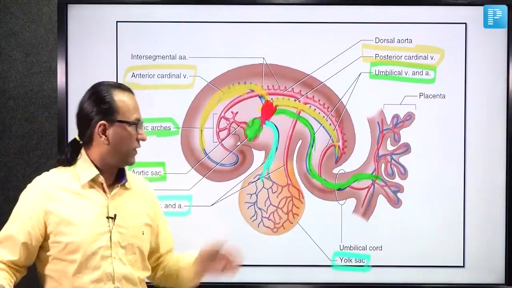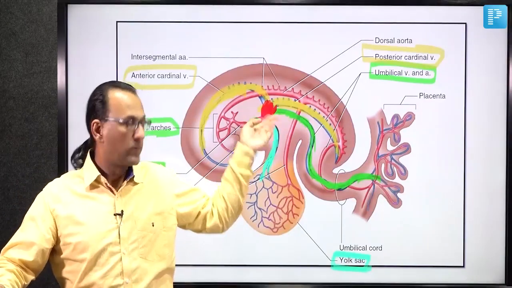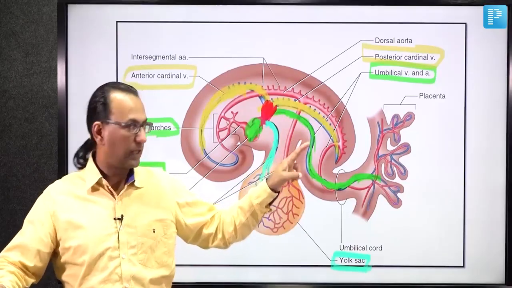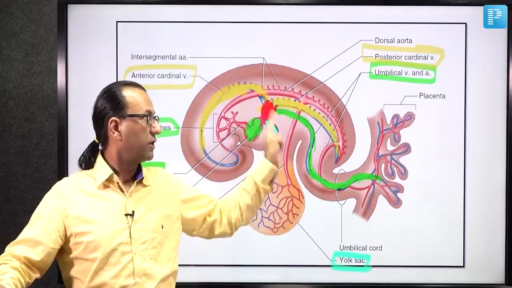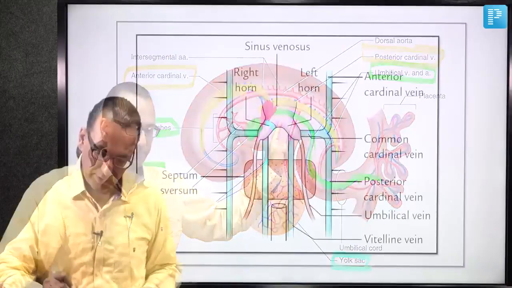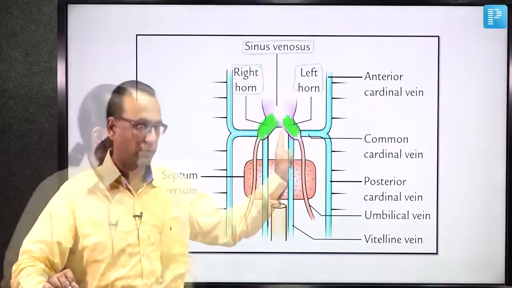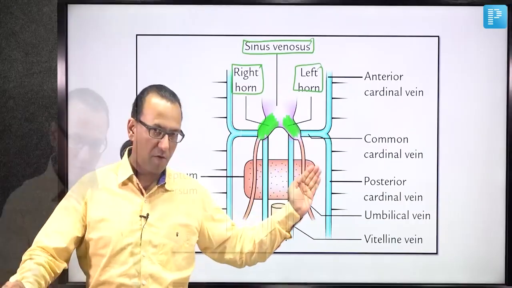Now let us look at the front view of the heart and the sinus venosus receiving 3 sets of veins from each side, right side and left side. Actually, there will be a right horn and left horn of the sinus venosus receiving these veins. So here is the right horn and the left horn of the sinus venosus, receiving 3 sets of veins from either side, right and left side of the body.